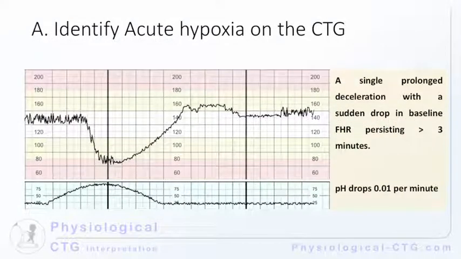So, how to identify acute hypoxia is very simple. It's a single prolonged deceleration with a sudden drop in baseline fetal heart rate persisting for more than 3 minutes. Remember that the hypoxic stress is intense and starts quickly, so the pH drops rapidly, at about 0.01 per minute, with metabolic acidosis developing quickly.